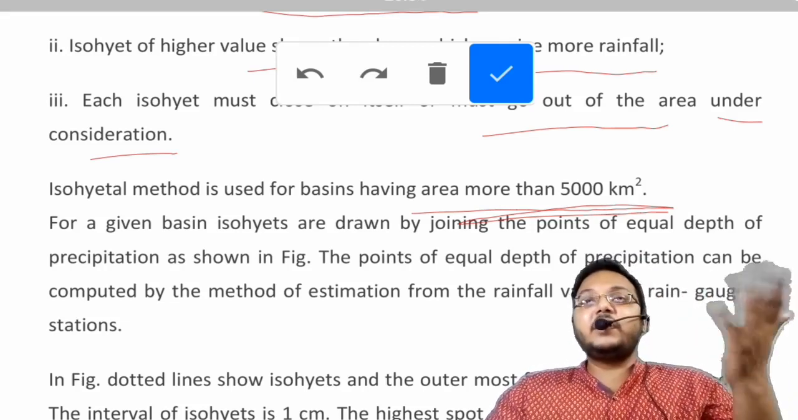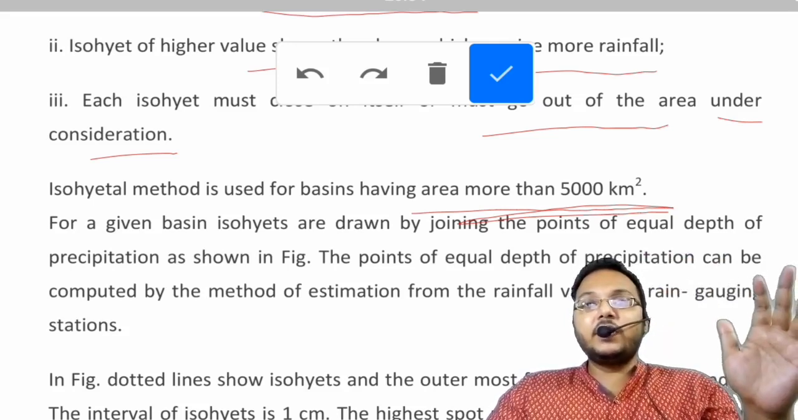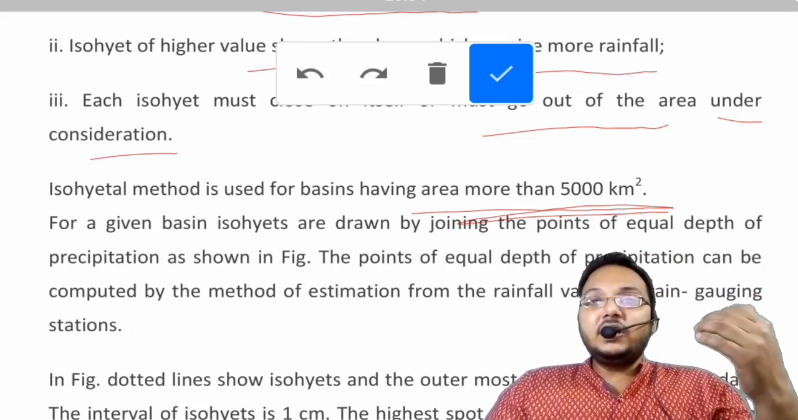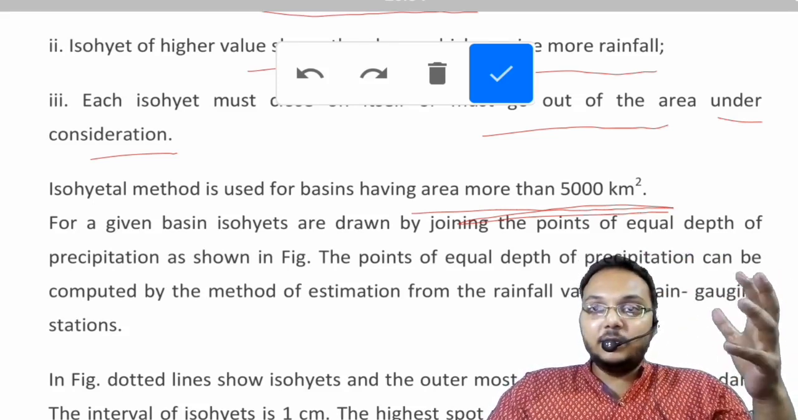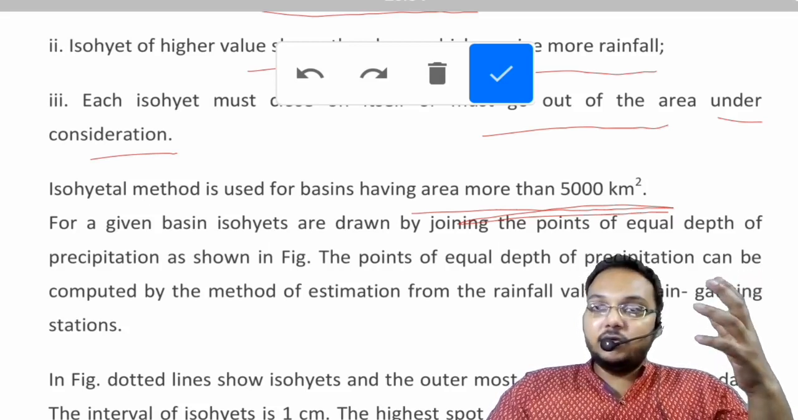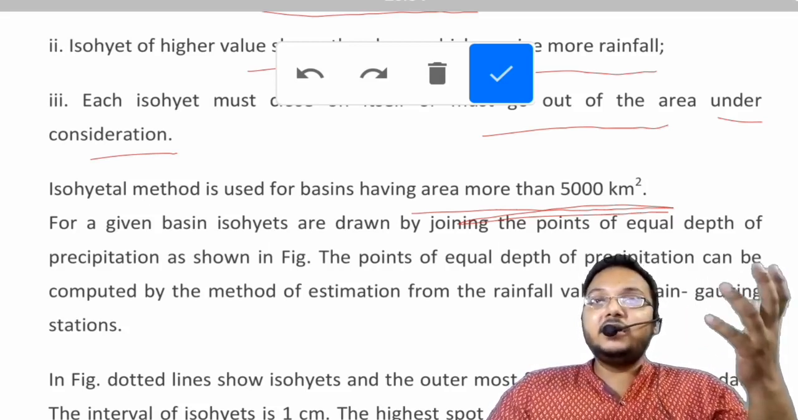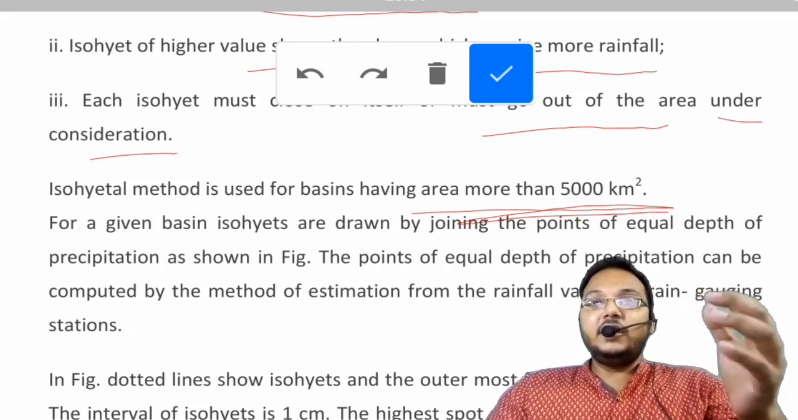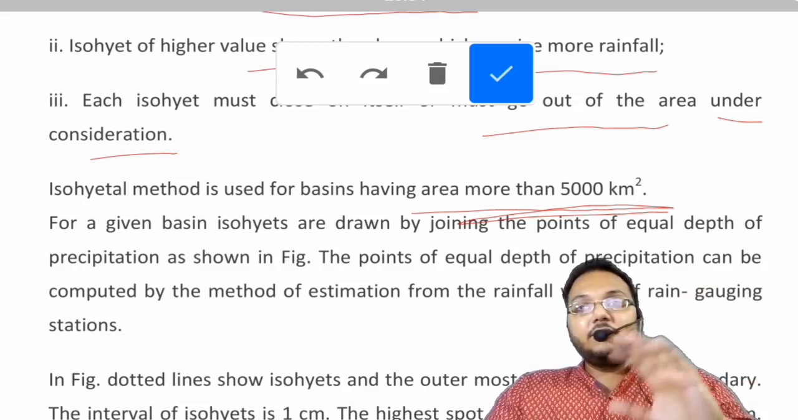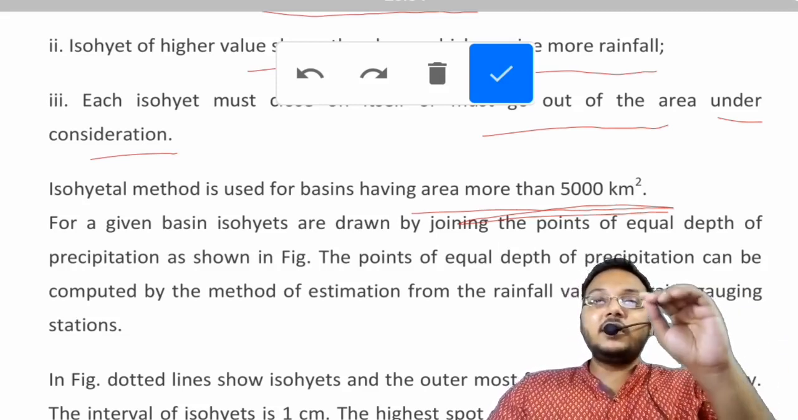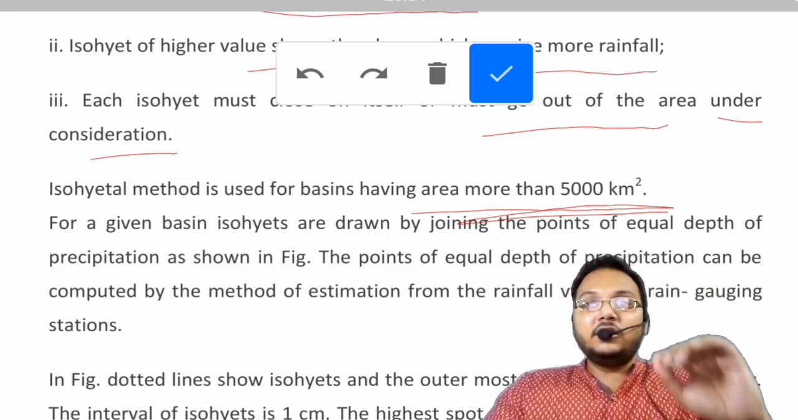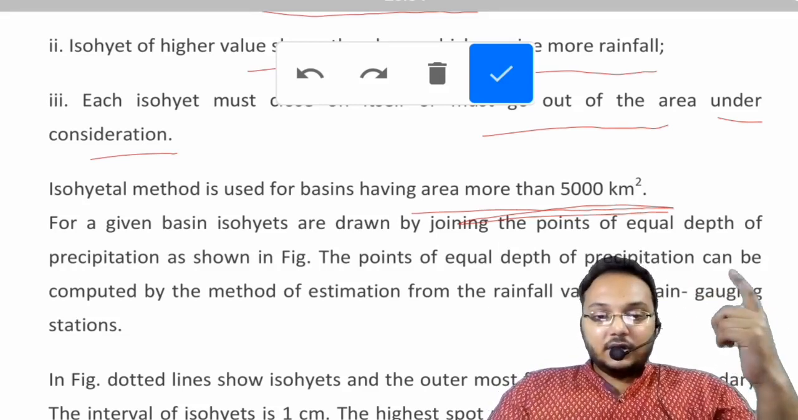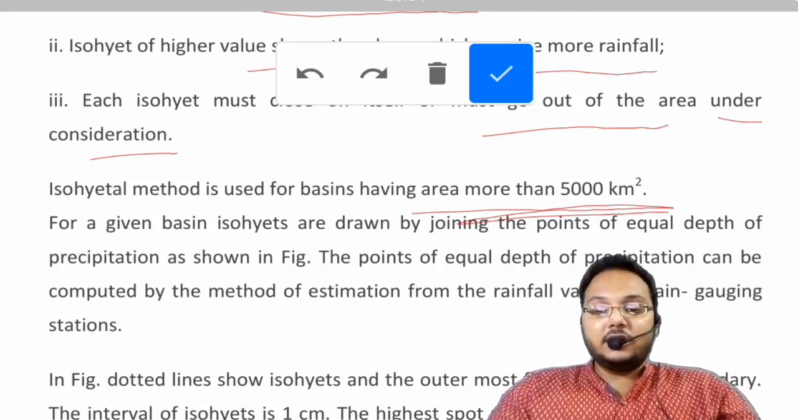It is designed as per accuracy. For up to 500 km square, the arithmetic mean method will be sufficient. We need not make our calculations very clumsy or very difficult. That simple arithmetic average will give us the correct value for basins which have areas less than 500 km square. For 500 to 5000, Thiessen polygons are the optimum one. This gives us the right values, and for greater than 5000 km square, we have the isoheightal method.